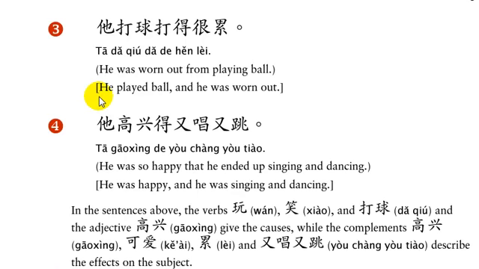All right, we have two more examples of this. 他打球打得很累. Okay, he played ball until he got tired. So we have the basic sentence here, 他打球, so he played ball. And then we repeat with this verb and then the 得 and then the descriptive complement. 打得很累. He played ball until he was tired, or he played ball to the point where he got tired.